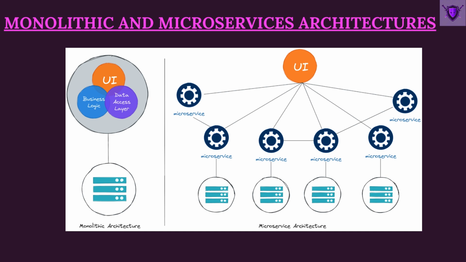In summary, monolithic architecture bundles all functionality into a single unit, which is simpler to develop but harder to manage as the application grows. Microservices architecture, on the other hand, breaks the application into smaller, manageable pieces, allowing for independent development, scaling, and deployment, but introduces complexity in integration and operation.